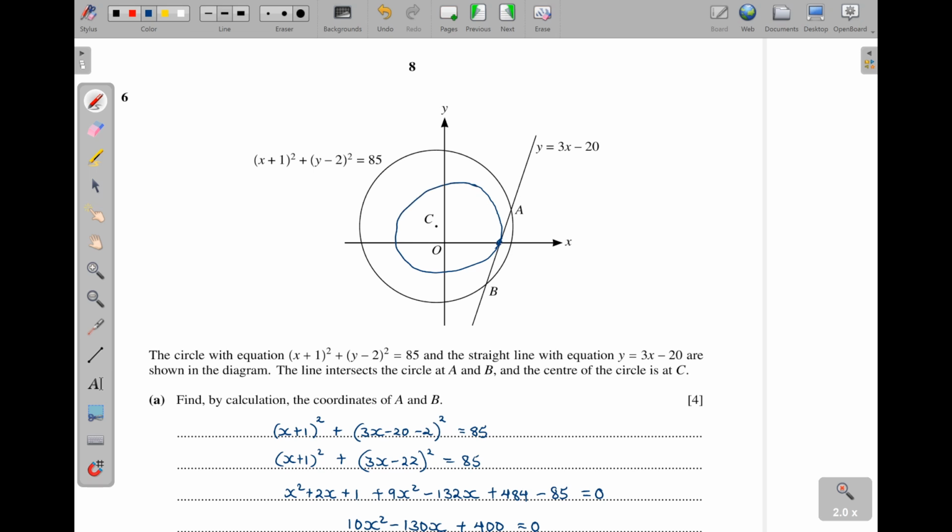Okay, so where this line is meeting this circle, it has to be the midpoint of A and B, because usually the perpendicular line that comes from the center of the circle bisects the chord. Do you see that? It bisects the chord.